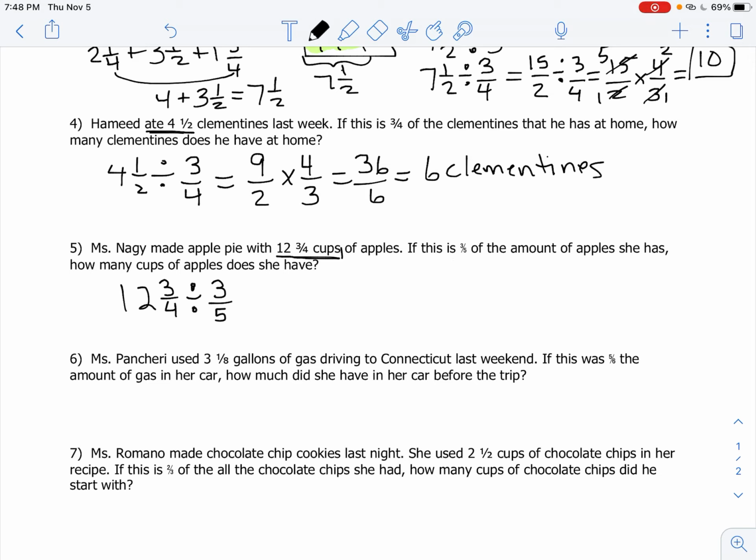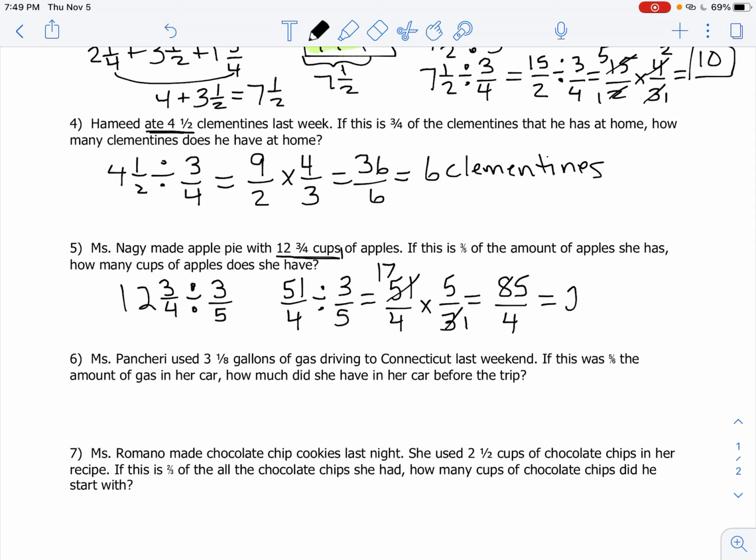Okay, so we're going to change our 12 3/4 into an improper fraction. 12 times 4 is 48, plus 3 is 51. So we have 51/4 divided by 3/5. And we're going to change the division to multiplication, flip the second fraction over. You may not notice that 51 is divisible by 3, but it is, so I am going to cross reduce. 3 divided by 3 is 1. 51 divided by 3 is 17. 17 times 5 is 85, and 4 times 1 is 4.